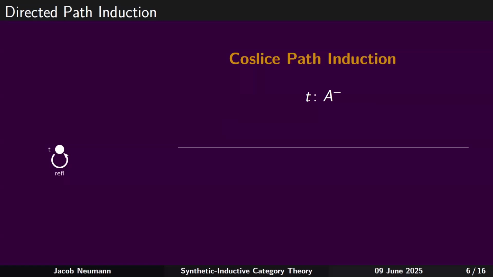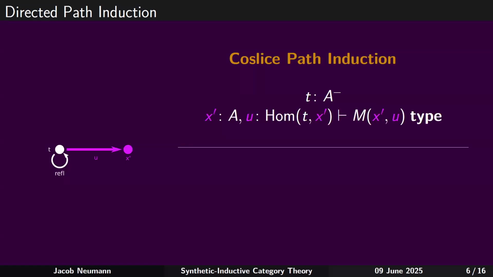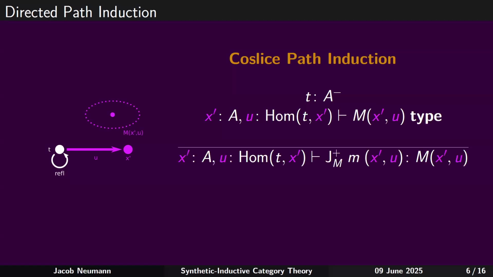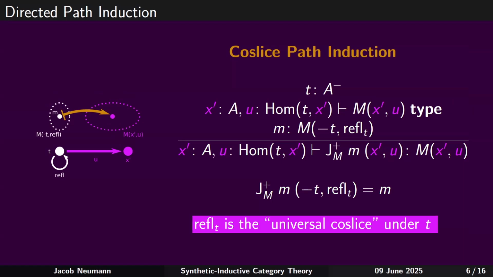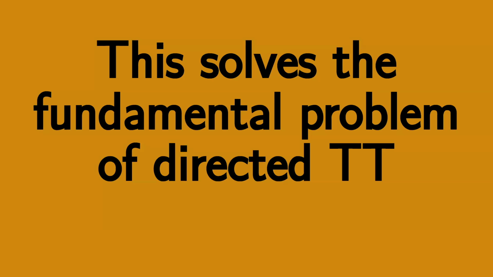And so we get this directed path induction principle that says that if I have any term T, and if I have a type M depending on a coslice under T, then in order to inhabit M for an arbitrary coslice x prime and u, it suffices to just inhabit it for x prime is minus T and u is REFL T. And so this is the usual idea of how path induction works. The way to think of this is that REFL is the universal coslice under T. And so this solves the fundamental problem of directed type theory.